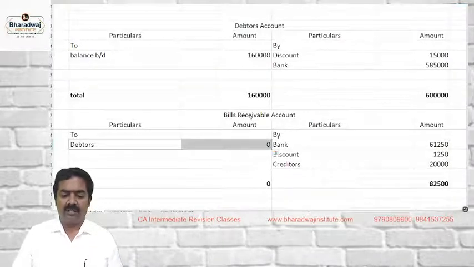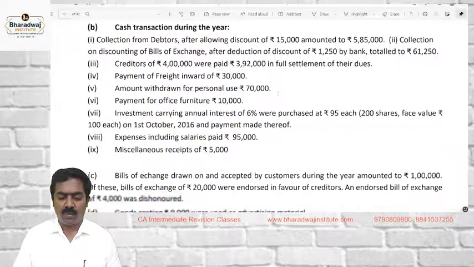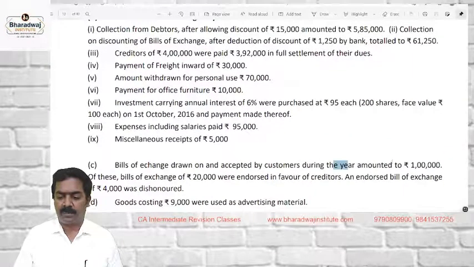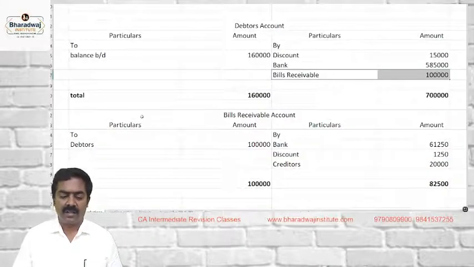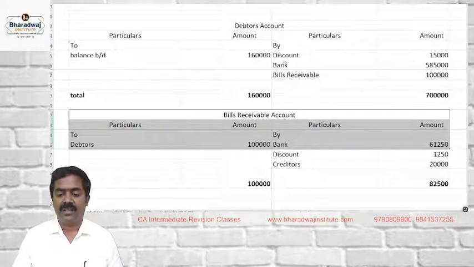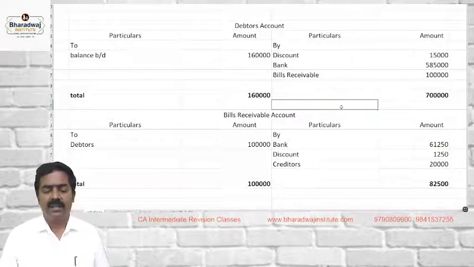Okay, then what about the bills accepted by debtors? What is given for the bills accepted by customers during the year? 1 lakh. What is the journal entry for that? Bills receivable account debtor to debtors account. This will come as by bills receivable.